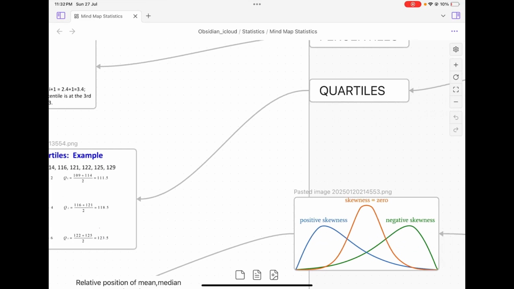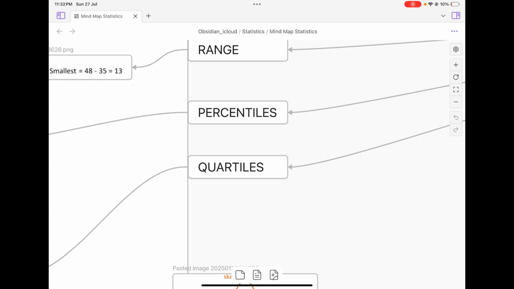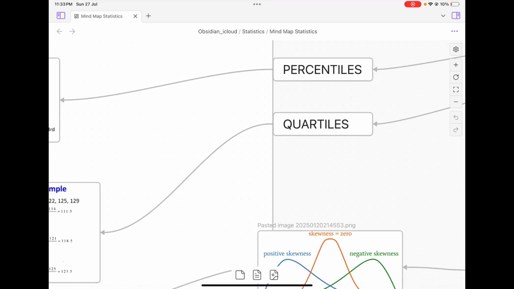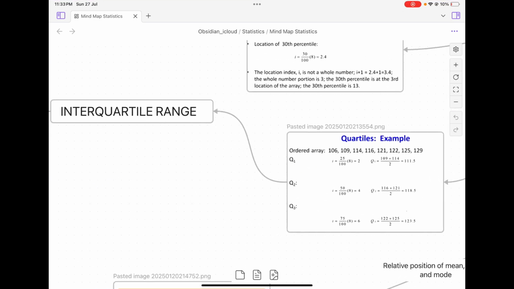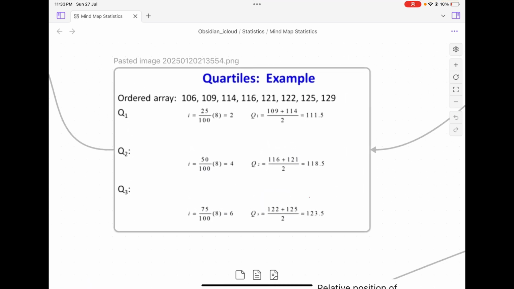Now we are moving to another measure of dispersion, that is quartile. Then we will move to percentile. So quartile is a very important measure of deviation, dispersion. So let us study it with the help of an example.